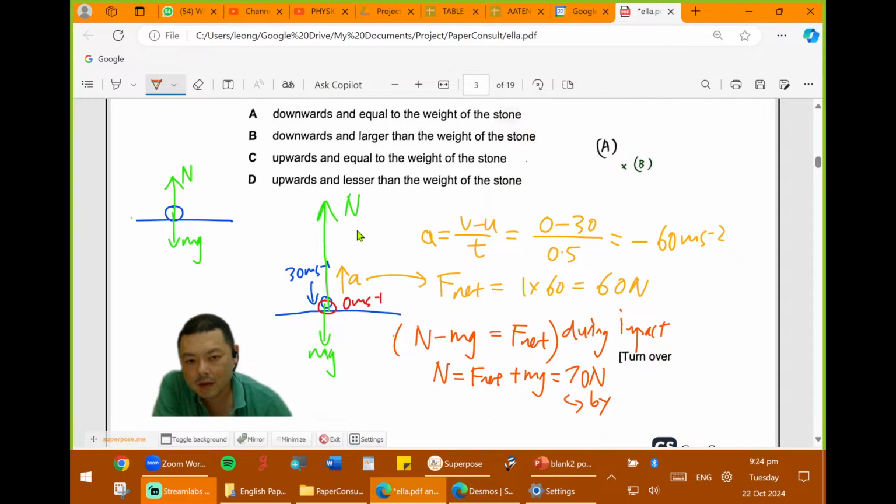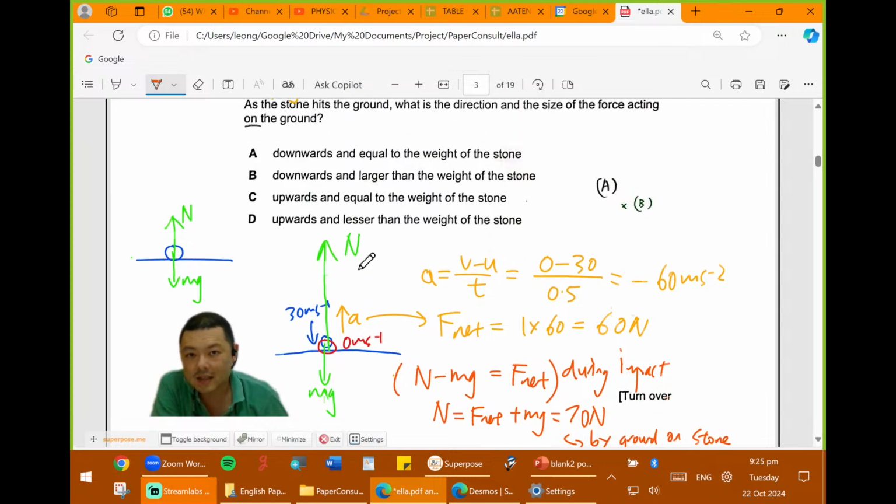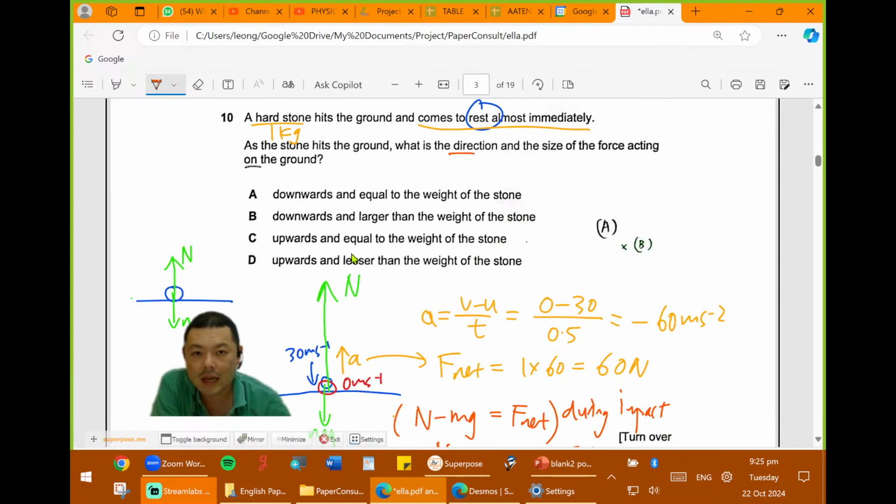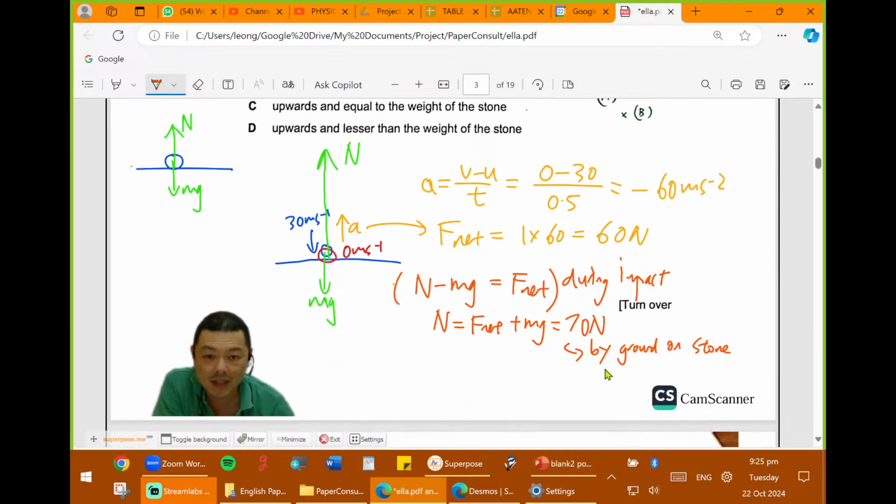By ground on stone. Correct? And therefore, the question is asking, what is the direction and size of the force acting on the ground? So that's just the action-reaction pair of this. So N prime, which is 70 newtons, is the force by the stone on the ground.